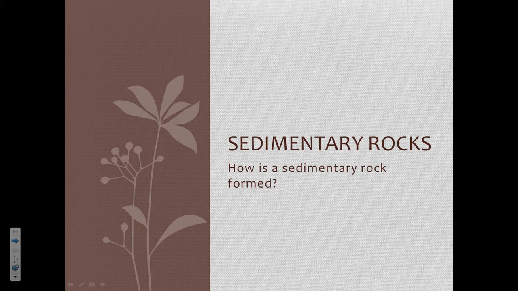Sedimentary rocks. How is a sedimentary rock formed? Remember our standard. Right now we're investigating the scientific view of how the Earth's surface was formed. That's the big picture. But the two elements that we're concentrating on are to be able to classify rocks by their process of formation and to be able to describe how rocks change, the processes that change rocks and the Earth's surface.